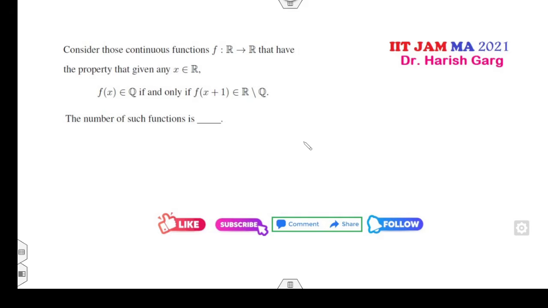Consider the continuous function such that the property f of x belongs to Q if and only if f of x plus 1 belongs to the Q complement. Okay, f is continuous on R. Then how many such functions exist?